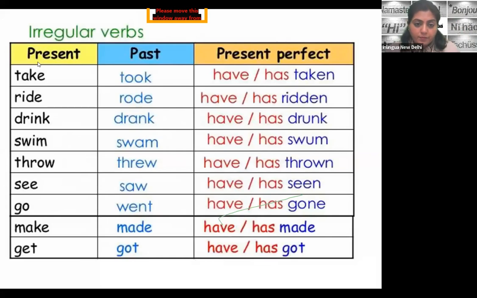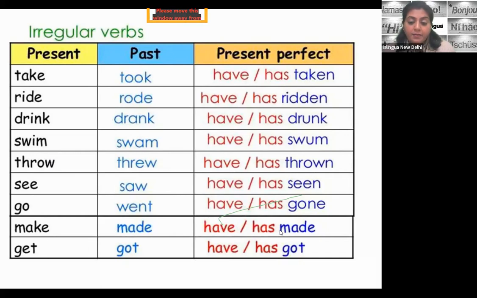Okay. Some more examples of how the present tense changes to the present perfect. Take becomes taken. Have taken, has taken. Drink, drank, drunk. I have drunk, she has drunk. Throw, threw, thrown. We have thrown the garbage. Go becomes went in the past tense. But in the present perfect, it becomes gone. So we say, my brother has gone outside.